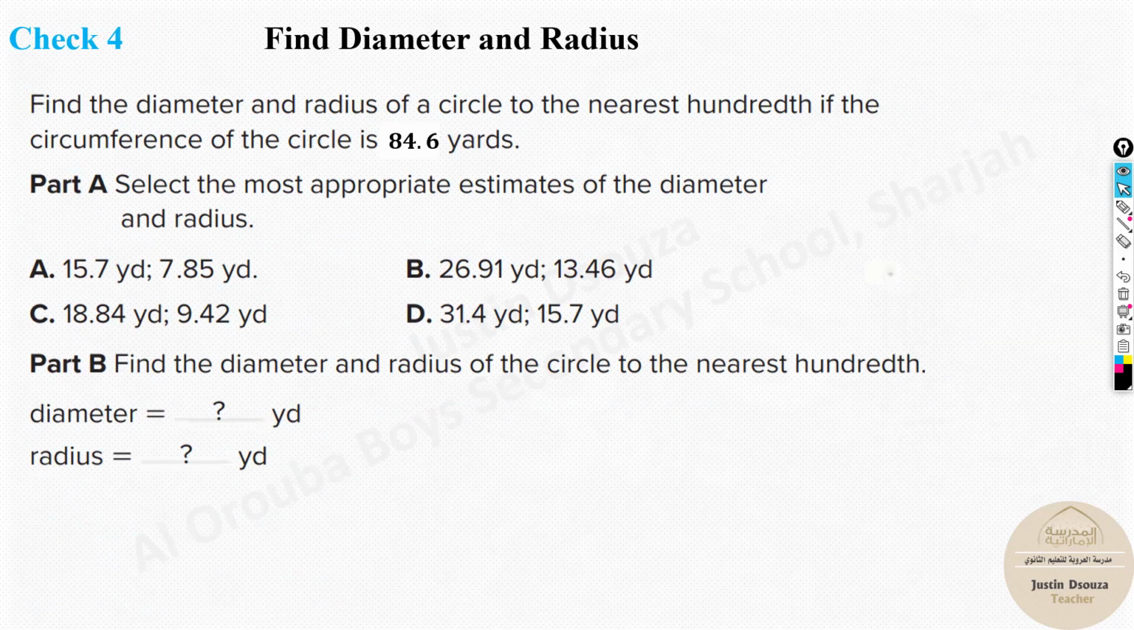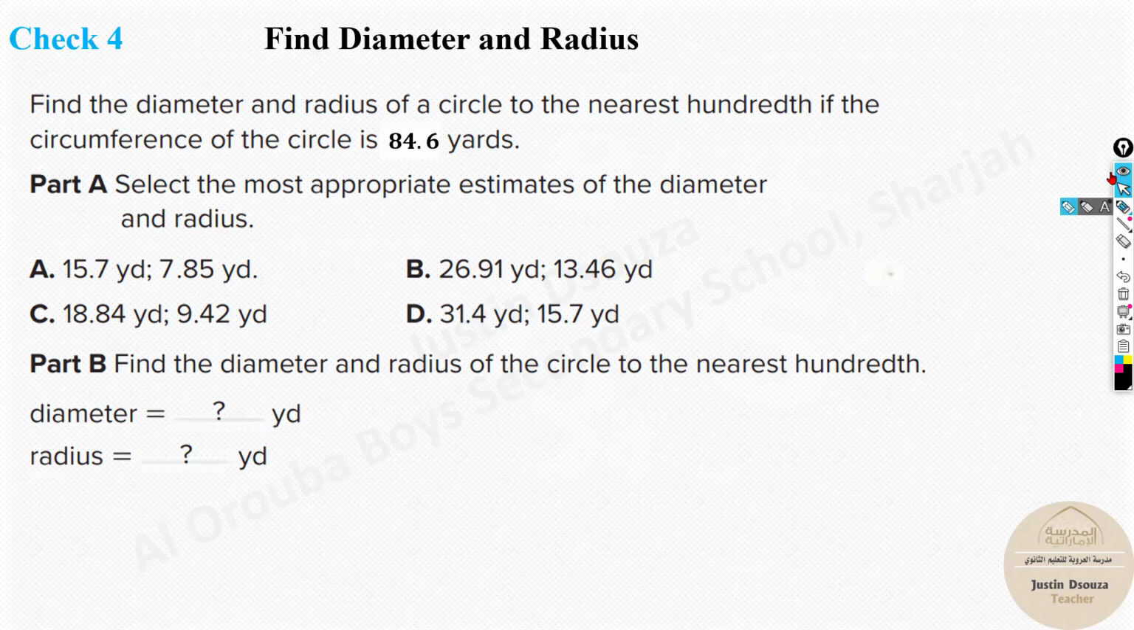Now we have a check problem. Please do try this problem by yourselves, and then we will continue to solve it. I hope you have at least tried it. Now here the circumference is given. All you need to do is find the diameter and radius.